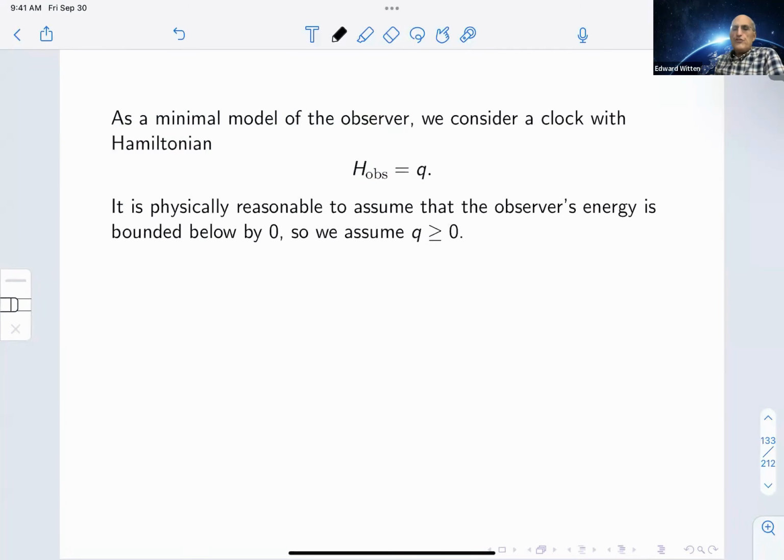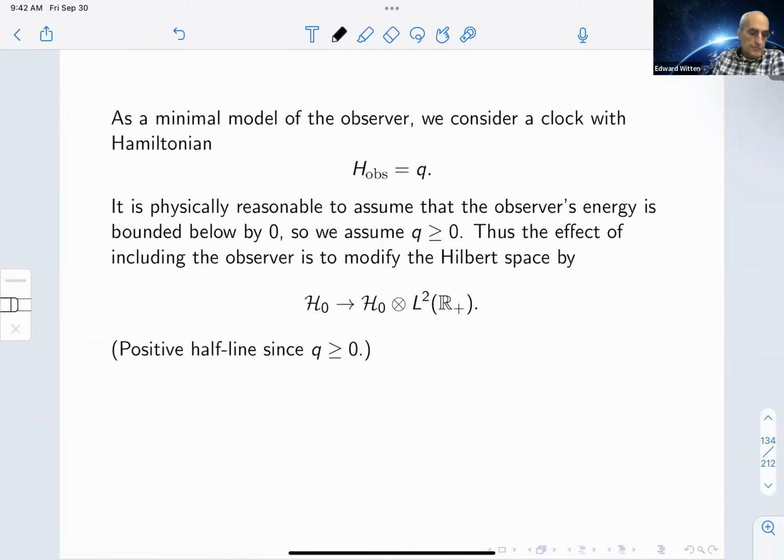It's physically reasonable to assume the observer's energy is bounded below, possibly by 0 or maybe by mc squared, but I'll take the bound to be 0. So we assume that Q is non-negative. So the effect of including the observer is to modify the Hilbert space by replacing what it was before with what it was before tensored with square integrable functions on the positive half line. The positive half line because we took Q to be non-negative.